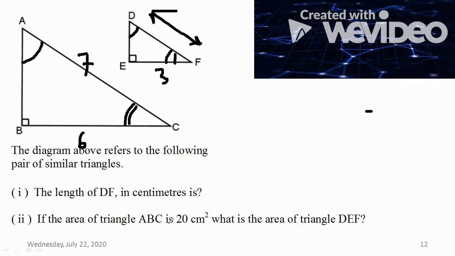It says if the area of a triangle is 20 centimeters squared, then what is the area of triangle DEF? Now, you might be saying, boy, sir, it went down by half, so if this is 20, then half of 20 is 10. So the answer is 10, because everything cut down by 2. But it's not so straightforward when you're dealing with area.